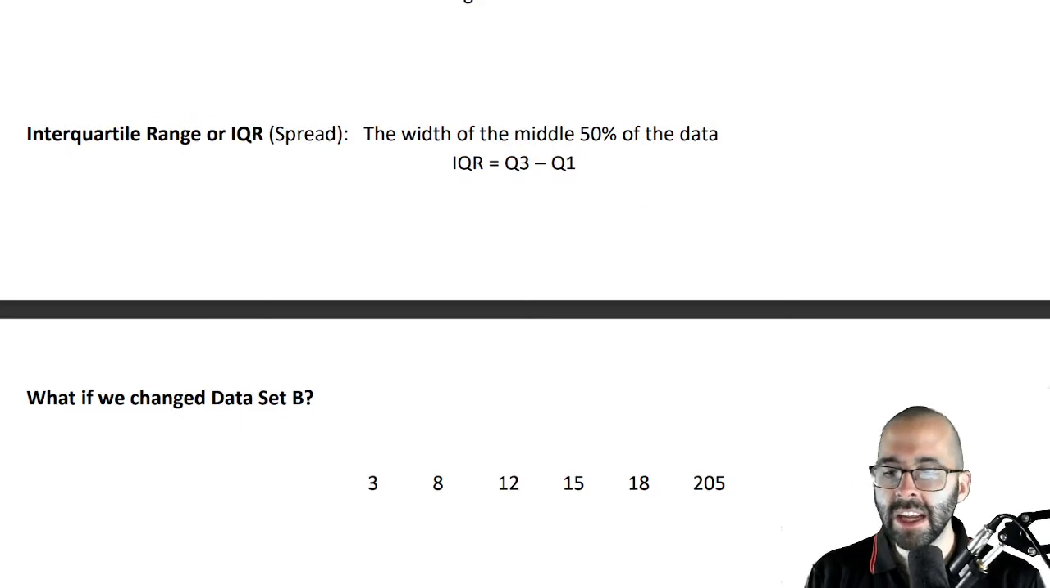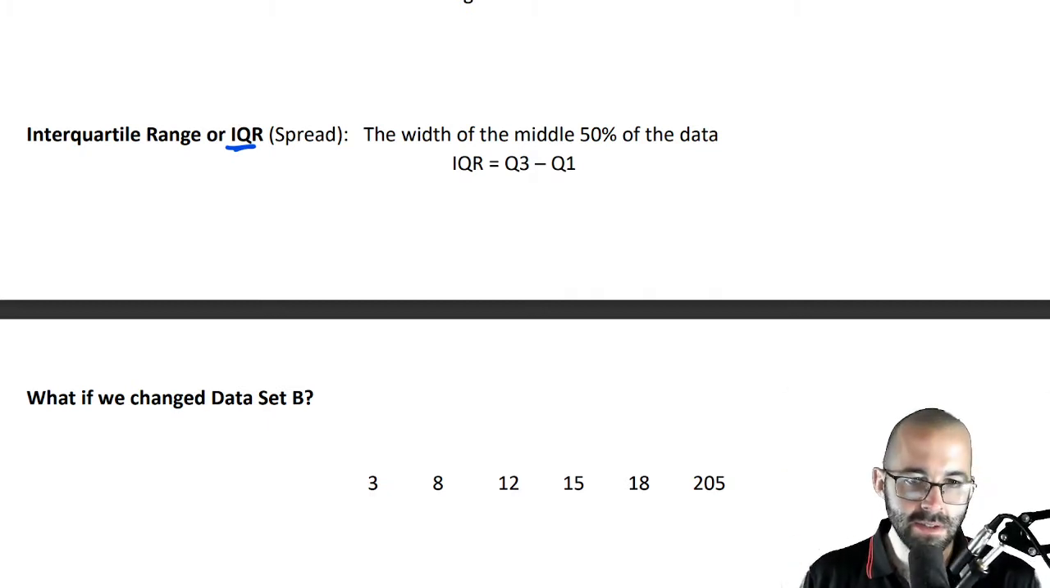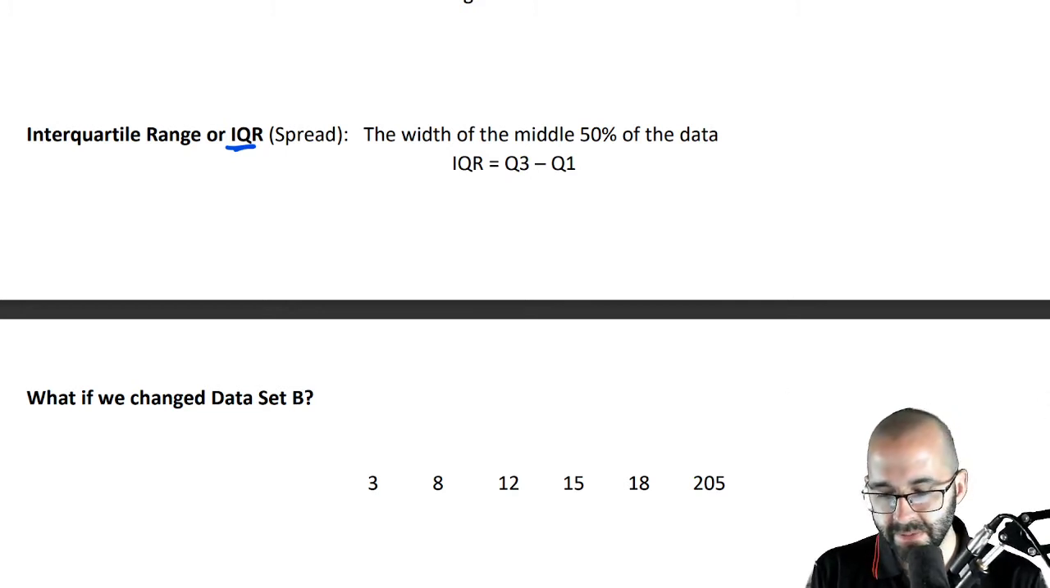Okay. Interquartile range, aka IQR, has to do with spread. It's like the standard deviation of skewed data. It measures spread just in a different way. It's just, what is the difference between the third quartile and the first quartile? It's the middle 50% of the data, in other words.